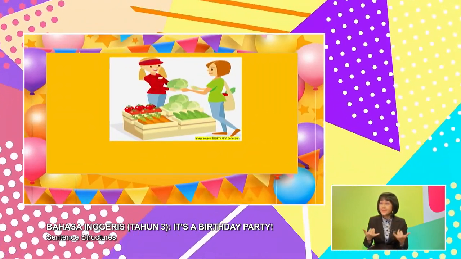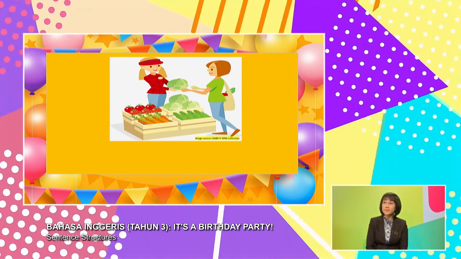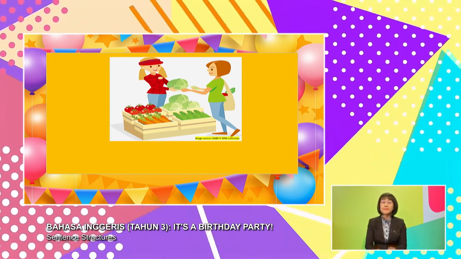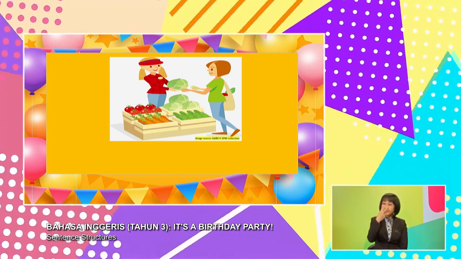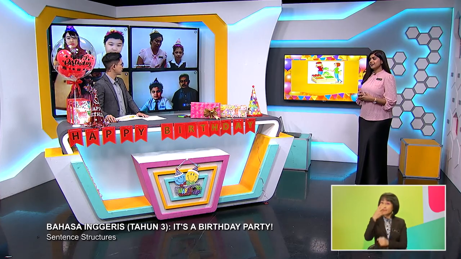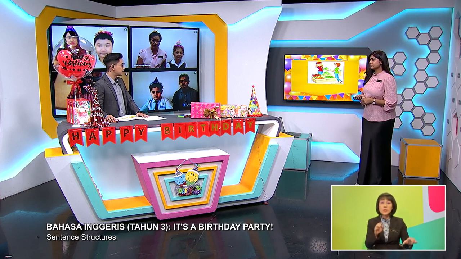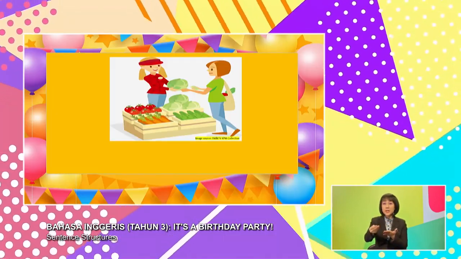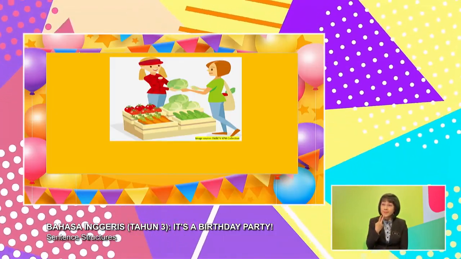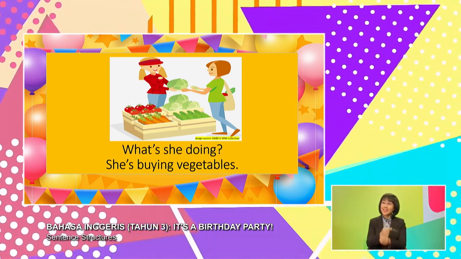Now, let's look at this picture. Pupils out there, can you see the picture? Yes, teacher, I can see the picture. Okay, what's she doing? She's buying vegetables. Is that correct? Shall we check the answer? Yes! What's she doing? She's buying vegetables.